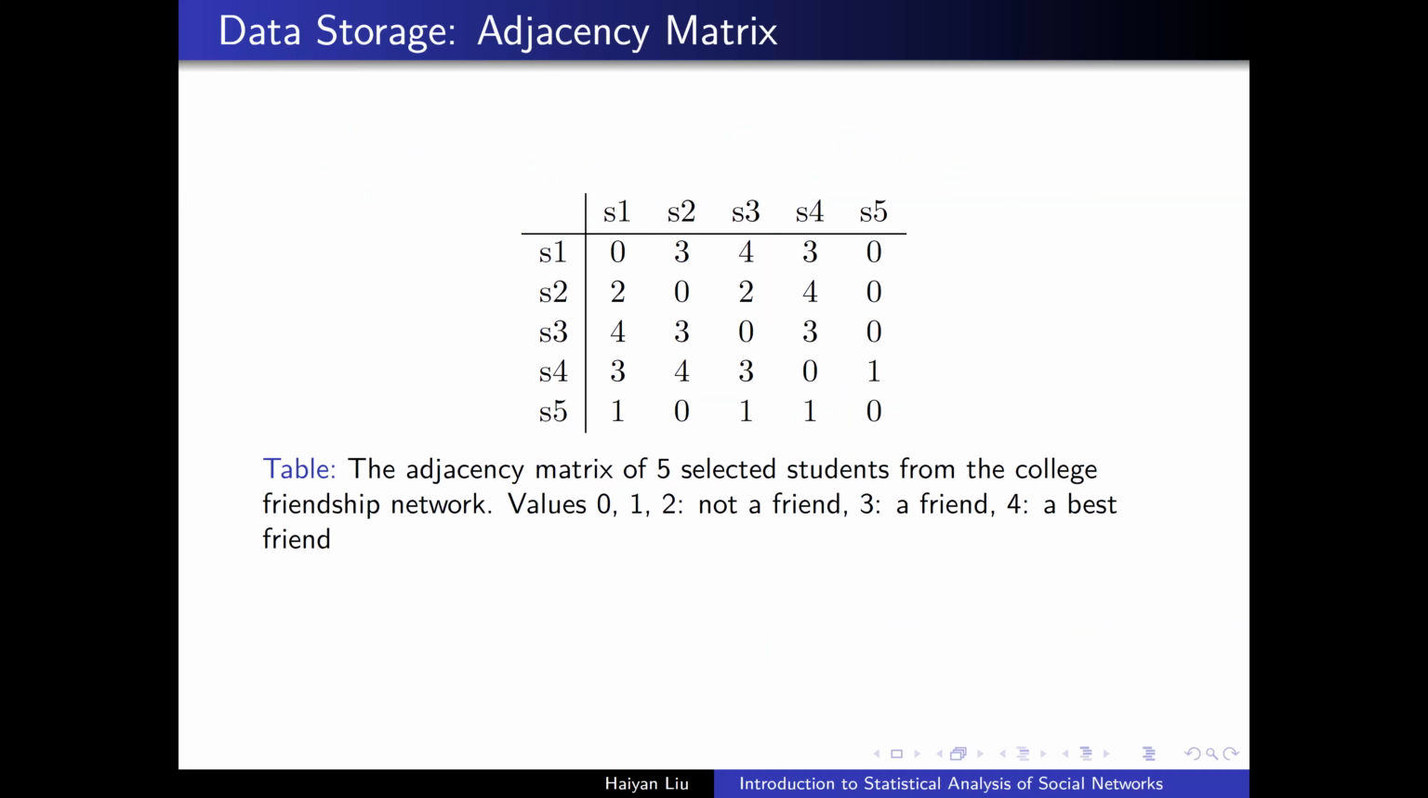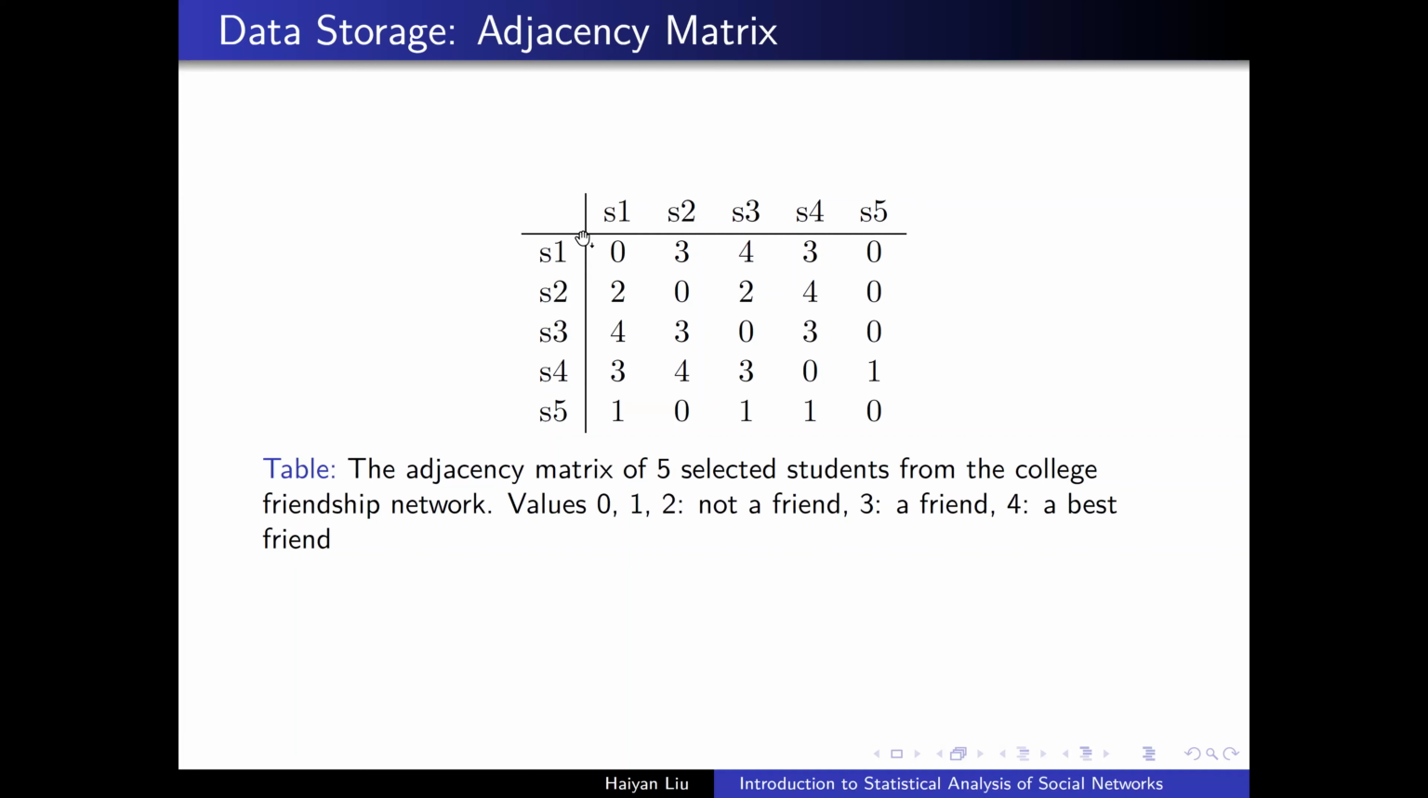Now we talk about data storage. How would we save network data onto a local PC? We could save the network data using an adjacency matrix. An adjacency matrix is a square matrix. Now look at this example. In this example, we have 5 nodes. So this is the network with 5 nodes, as well as the connections between nodes.